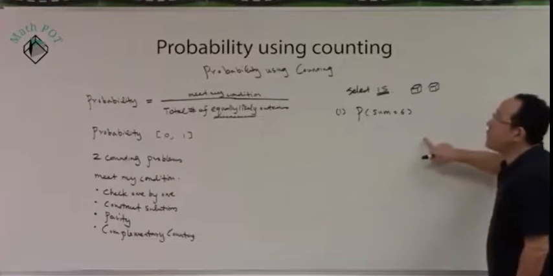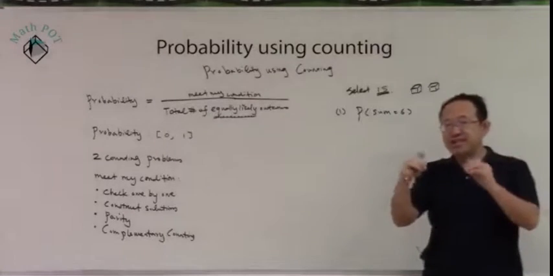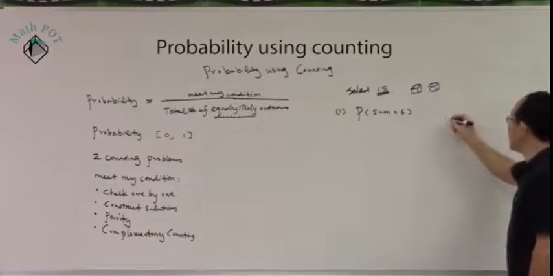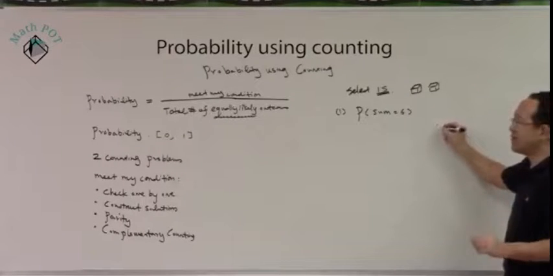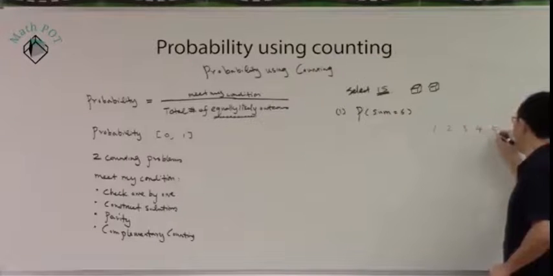If you want to check one by one, you definitely don't want to list all 36 pairs. You want to list in this way. Because we have two dice, let's write all the numbers for the first die. Of course, it could be 1, 2, 3, 4, 5, 6.